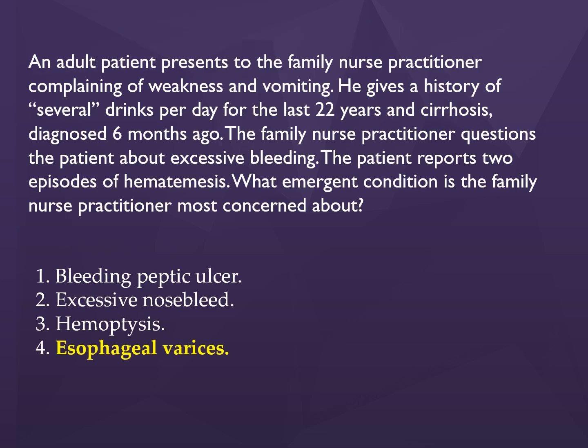All right, so let's try another one. An adult patient presents to the family nurse practitioner complaining of weakness and vomiting. He gives a history of several drinks per day for the last 22 years and cirrhosis, diagnosed 6 months ago. The family nurse practitioner questions the patient about excessive bleeding. The patient reports 2 episodes of hepatitis. What emergent condition is the family nurse practitioner most concerned with?